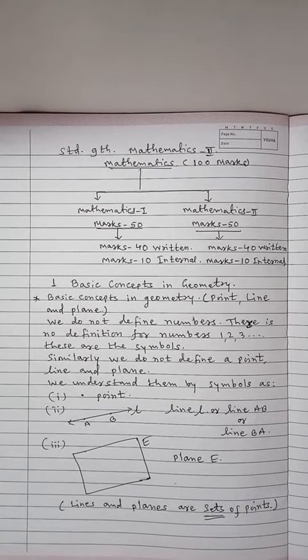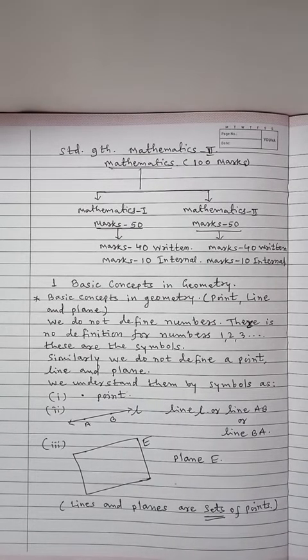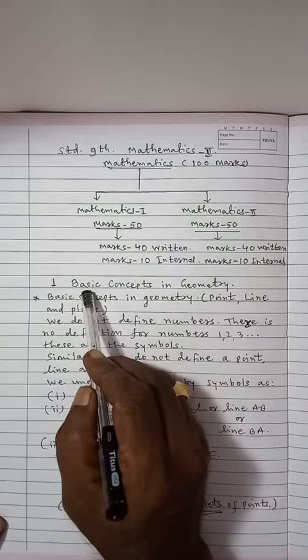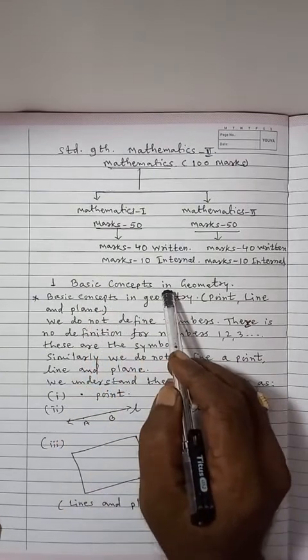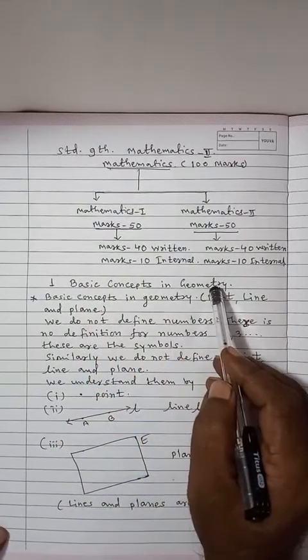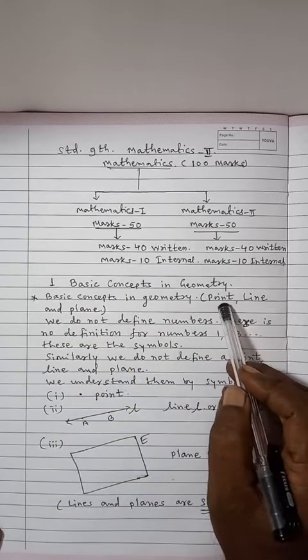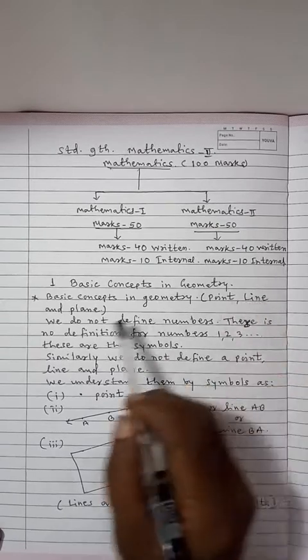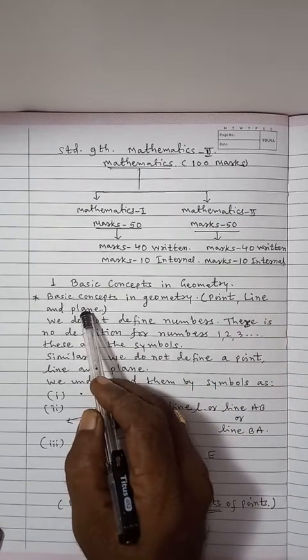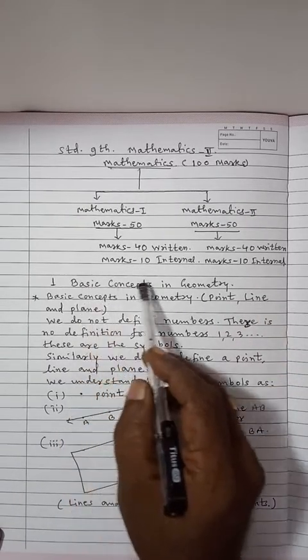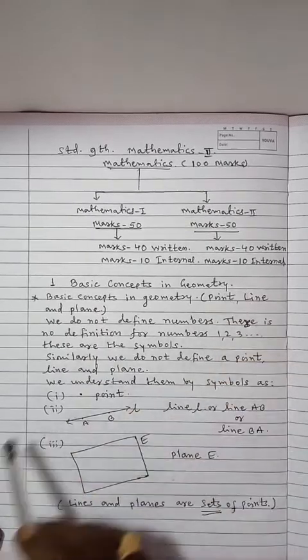Now, in 9th standard mathematics paper 2, the first chapter is basic concepts in geometry. What are the basic concepts in geometry? Point, line and plane are the basic concepts in geometry.